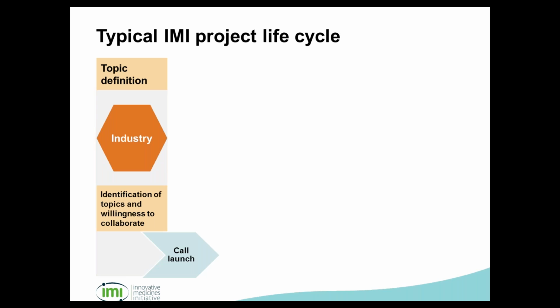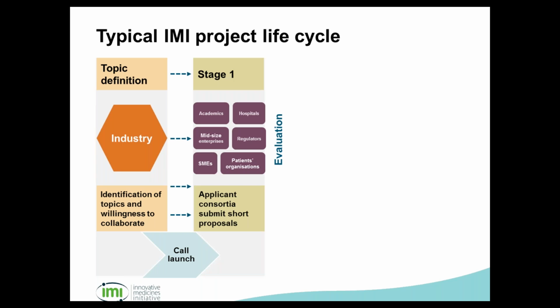So the topic has been defined by an industry consortium where different members have identified the topic and their willingness to collaborate in this important area. We have now, after the process, launched a call, and we are at stage 1. Here we have the possibility for applicant consortia, including different stakeholders as necessary and as specified in the topic text, to apply with their short proposal.